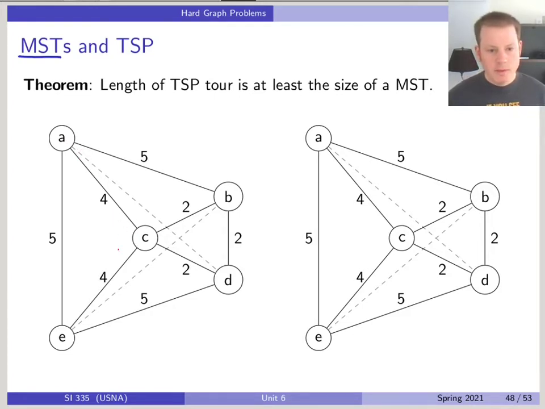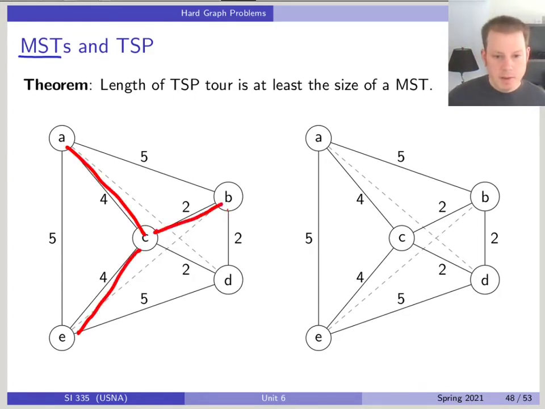So we want to think about, what's a minimum spanning tree in this graph? The dotted edges are edges that don't exist or which are impossibly long. So what is a minimum spanning tree? We can use Prim's algorithm or Kruskal's algorithm. And what you'll see either way is that the minimum spanning tree ends up being something like this. We could also have chosen this other two edge here. So the minimum spanning tree has size 4 plus 4 plus 2 plus 2, so that's 12.